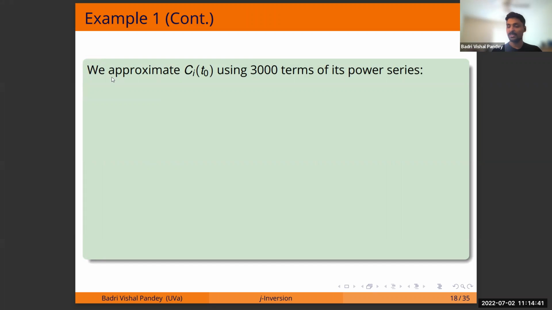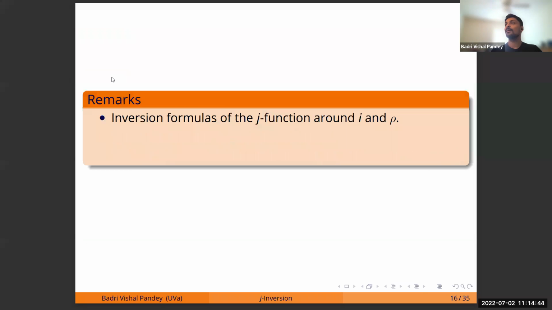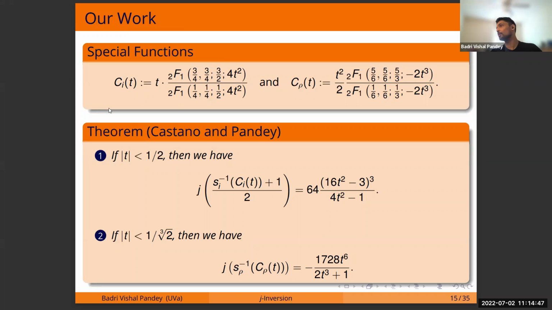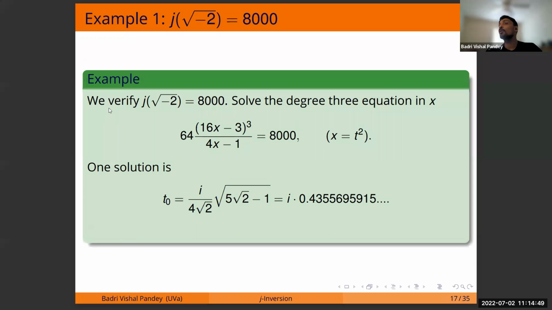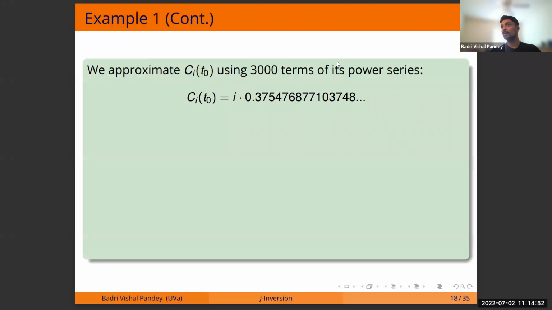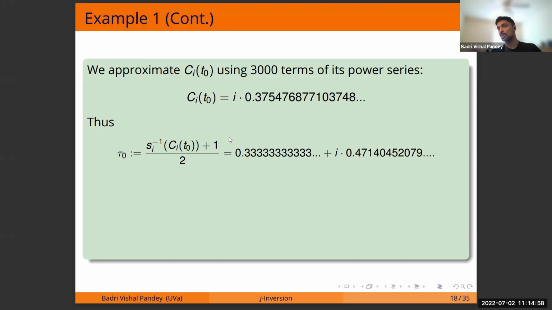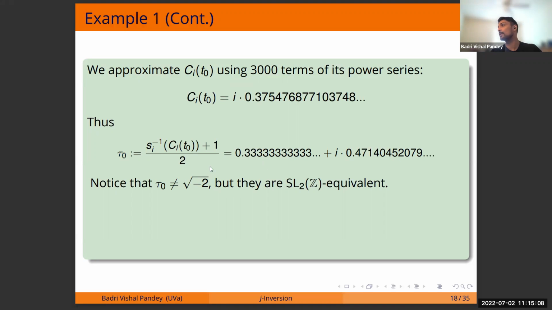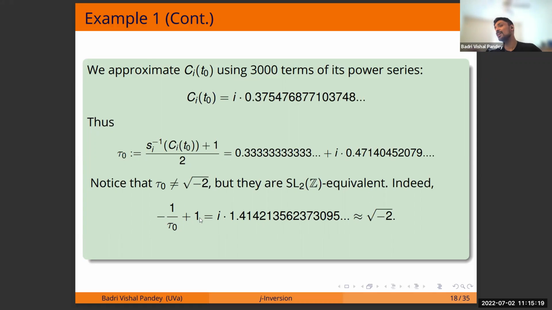Then what we do is we put these values in here, and we use a computer to approximate it. And when we approximate it using the first 3,000 terms, we get that C_I of t naught is equal to this. So we are evaluating J at this point. So let's evaluate that. We get that this is equal to this. And one thing you notice, you are expecting that this turns out to be square root of -2, but indeed it's not. But the point is that it is something which is SL2Z equivalent to this. And how do you check that? If you look at something like -1 upon t naught plus 1, there is a standard procedure.